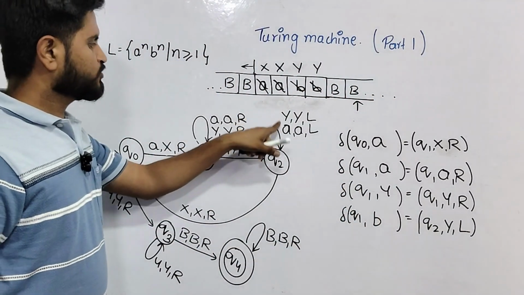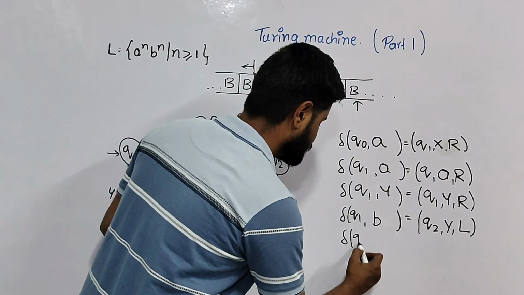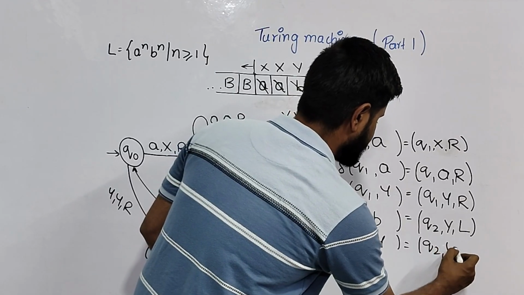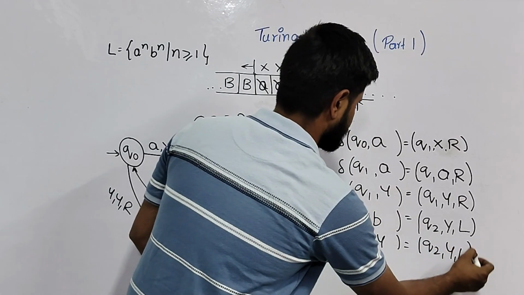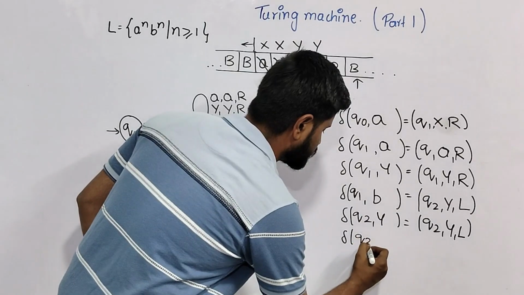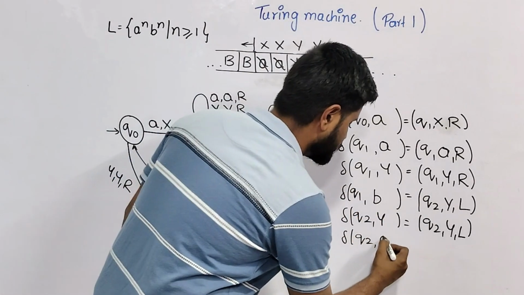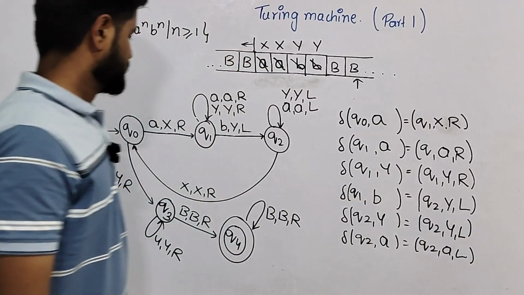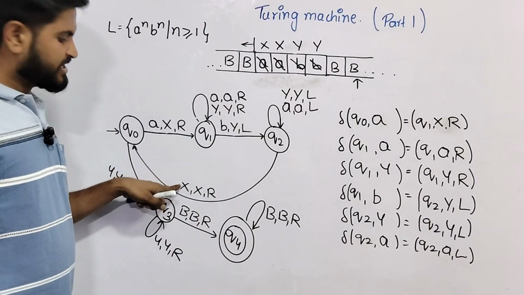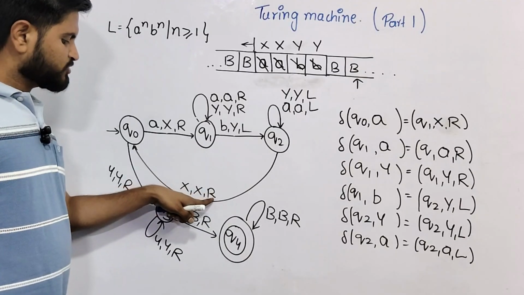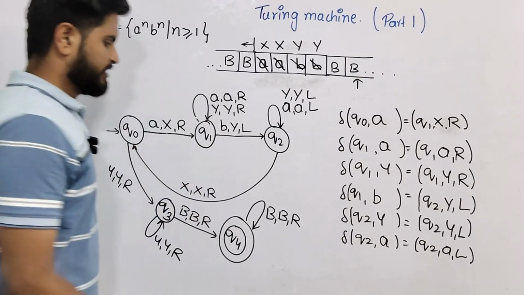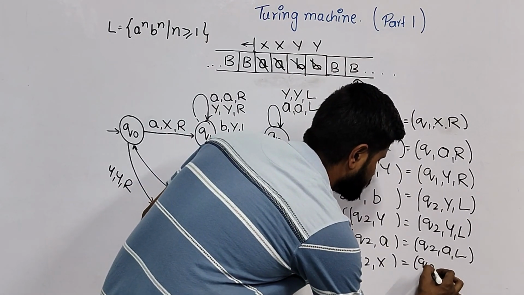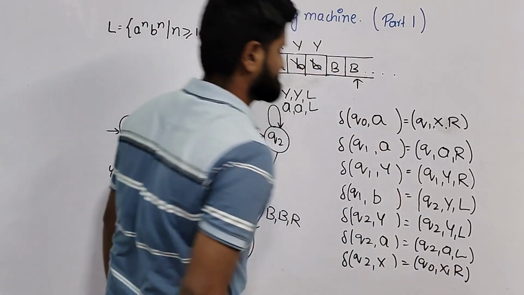Next, the Q2 state has a self loop. Delta of Q2 comma Y: when you give Y as the input, it replaced it as Y itself and moved towards the left side. Next, delta of Q2 comma A: when you give A as the input, it replaced A as it is and moved towards the left side. Next, when you give X as the input, it replaced it as X and moved towards the right side from Q2 to Q0. So delta of Q2 comma X will be equal to Q0 comma X comma right side.